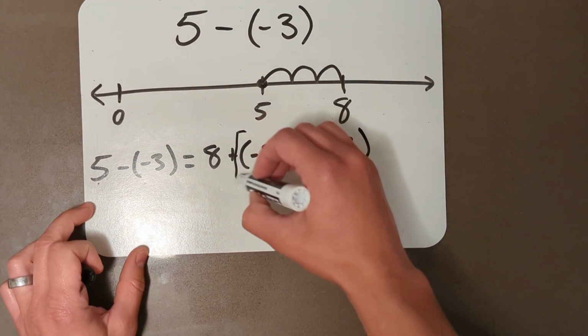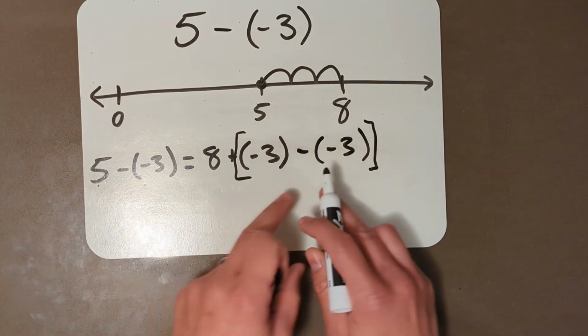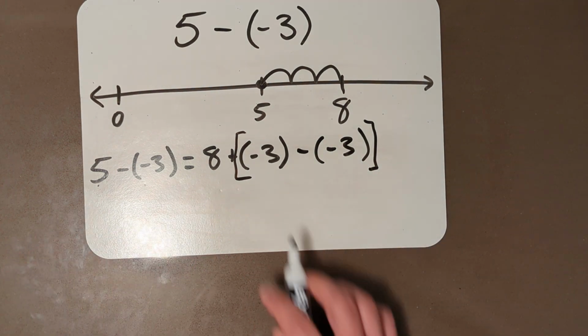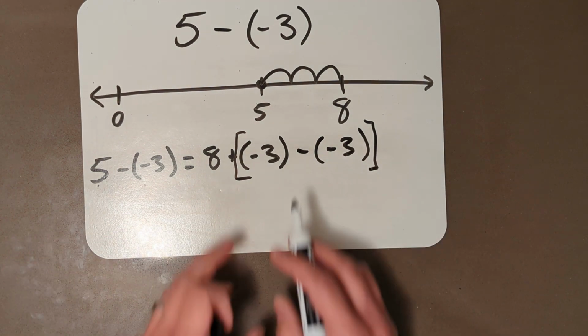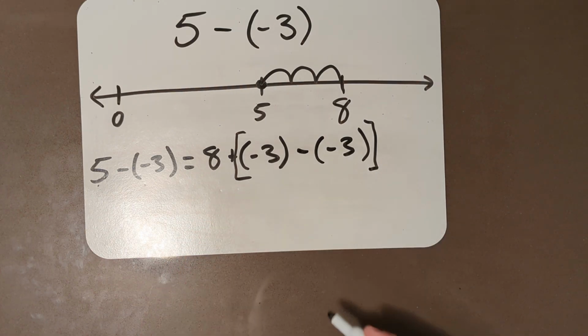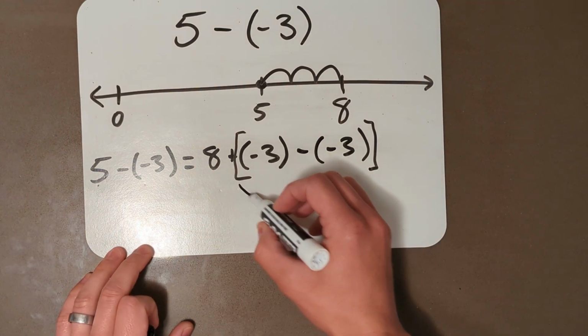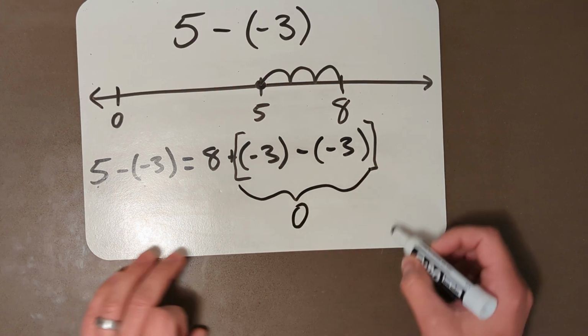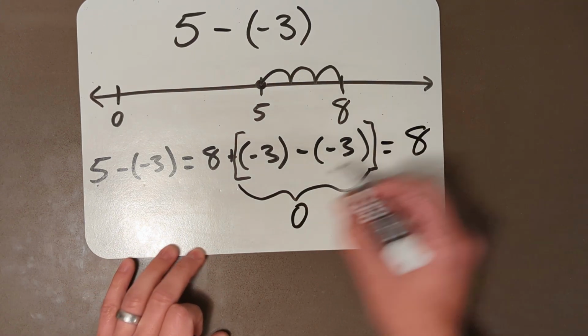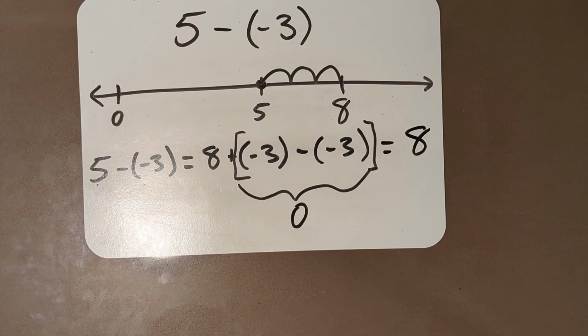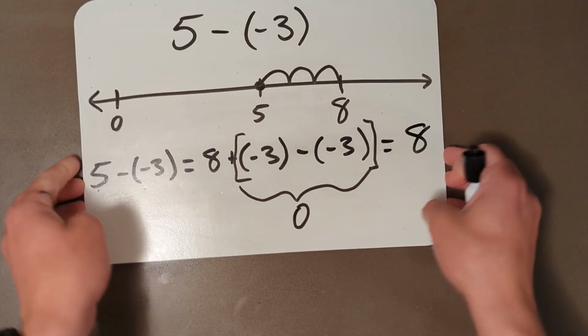So again, if we kind of zero in on this area, if we have -3 minus -3, if we have 3 red counters and we take away 3 red counters, right, we can do that and it'll eventually just leave 0 red counters. So then what we're left with is just that +8. Okay, so the second case and then our last case here.